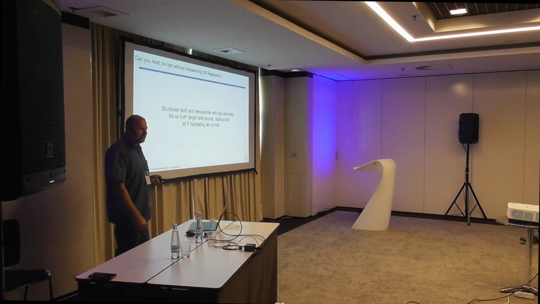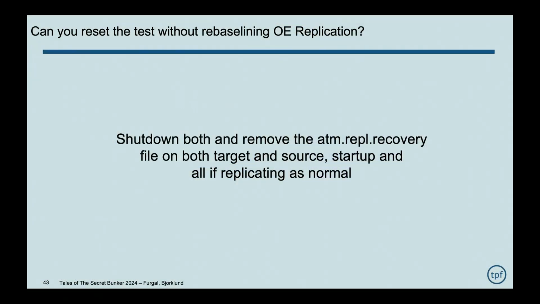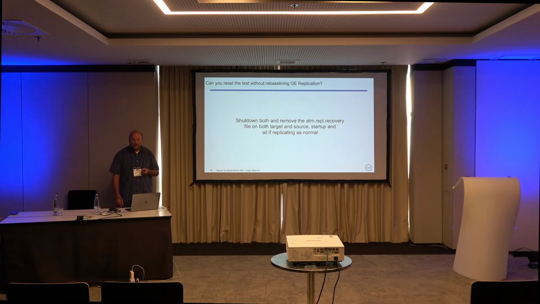No, it wasn't fun because I didn't do it. I shut down both databases, and I remembered something about this atm.repl recovery file. When you're restoring a backup to a target, you need to remove the atm.repl recovery file. I don't know why. You think the system should be smart enough to do that, but it's not. So I removed that from both target and source, and replication worked. That was my aha moment. It got me so I didn't have to have more fun, which was good.